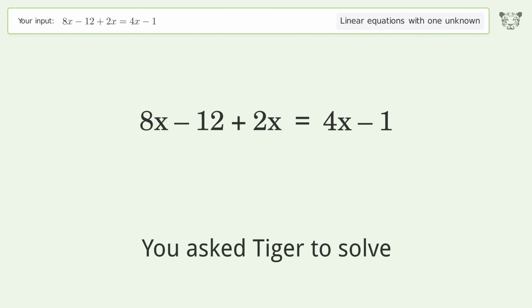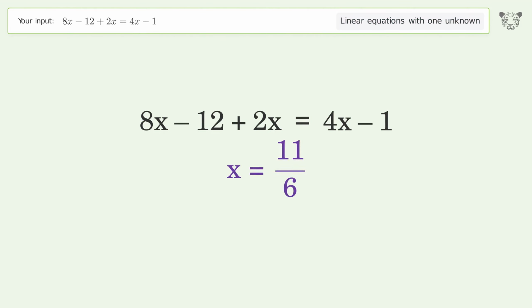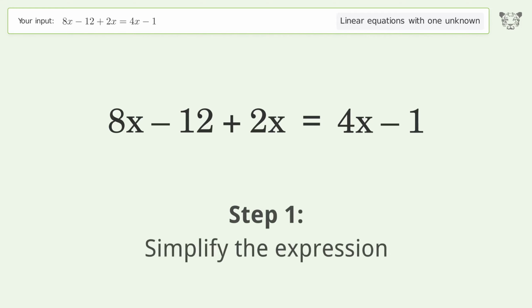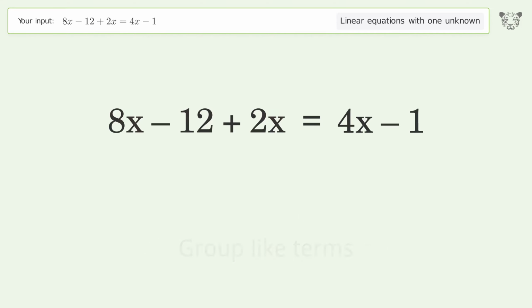You ask Tiger to solve this. This deals with linear equations with one unknown. The final result is x equals 11/6. Let's solve it step by step. Simplify the expression. Group like terms.